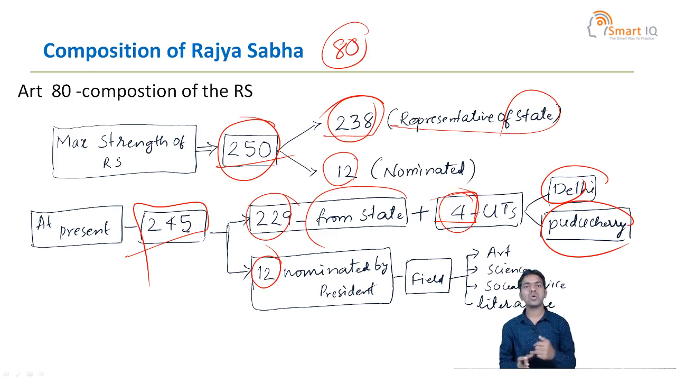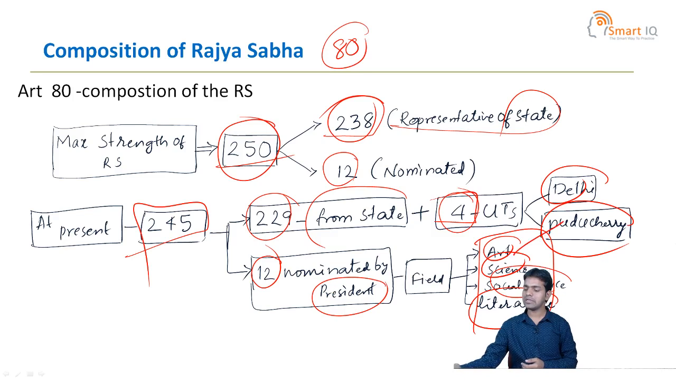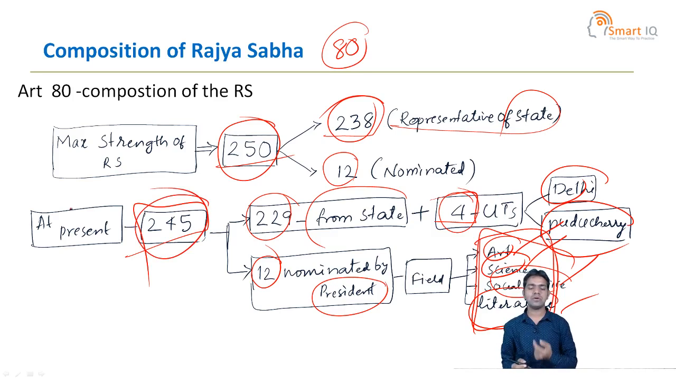In the Rajya Sabha, 12 members are nominated by the President of India in the fields of art, science, social service and literature. Very important. These four fields are the basis for nominating members to the Rajya Sabha. So this is the composition of the Rajya Sabha: the maximum strength is 250, and at present it is 245.